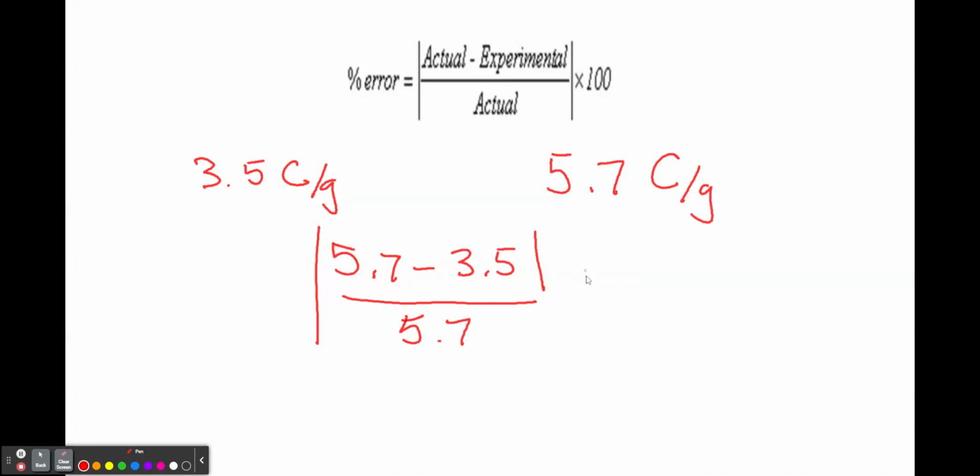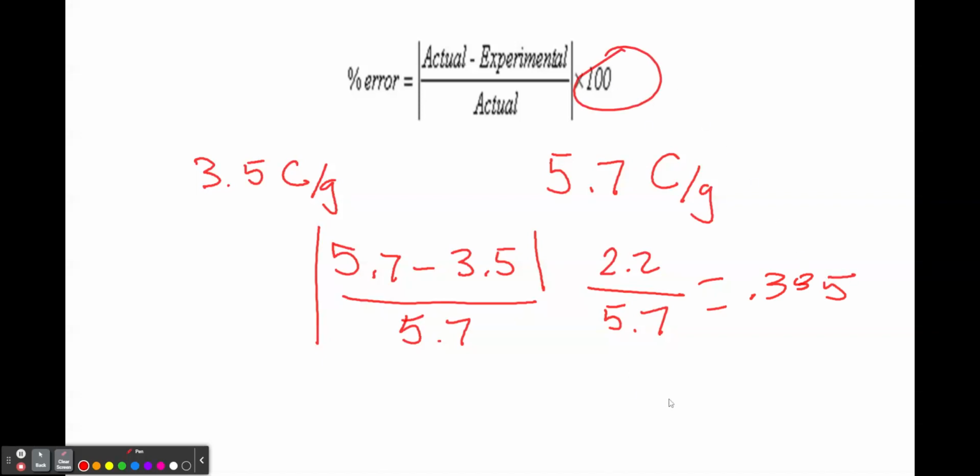So remember, you have to do this in 2 steps. So I have 2.2 divided by 5.7. And that comes to 0.385. I have to multiply that by 100%. So I get 38.5%. So that would be 39% error.